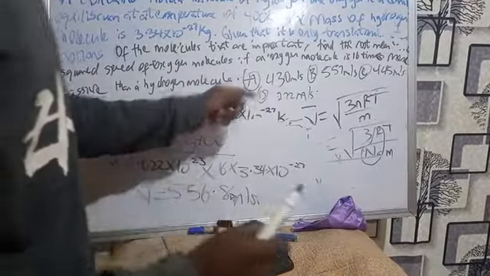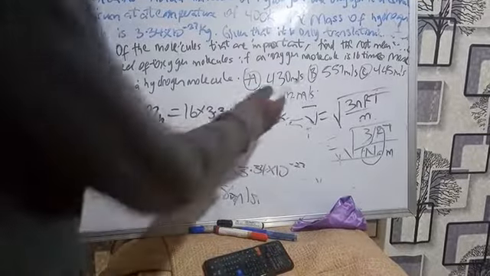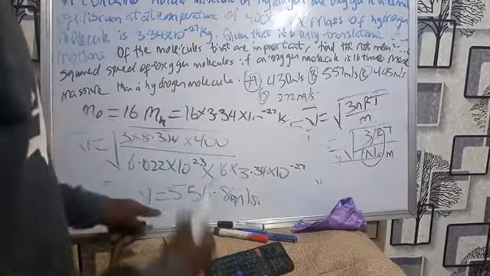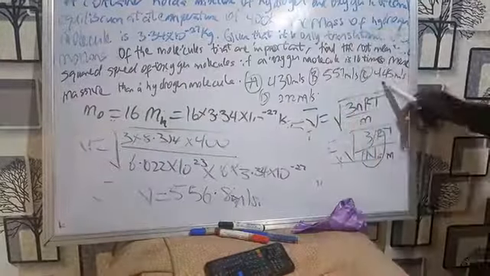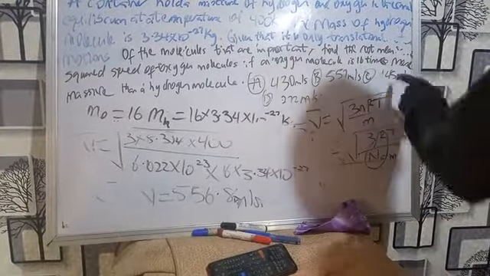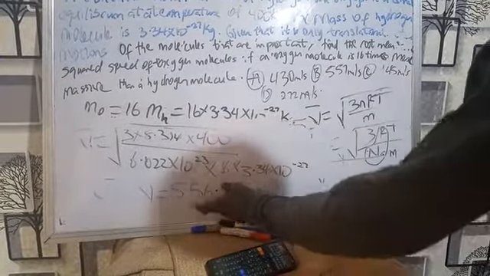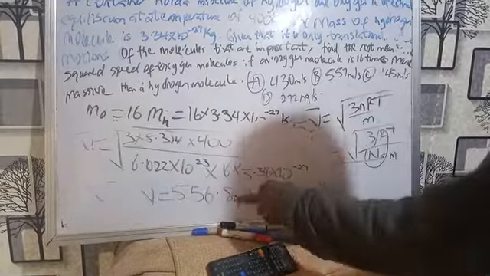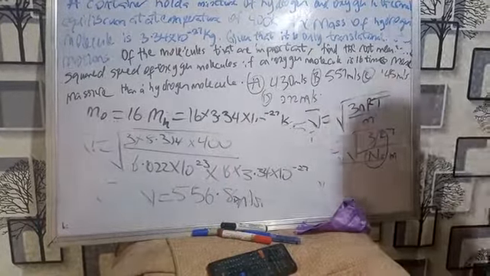Now, our options state that A is 430 meters per second, which is absolutely far from it. B is 272 meters per second, which is not close at all. C is 445 meters per second. That's not it. So if we approximate this to the nearest whole number, it is 557 meters per second. So automatically we know that B is our answer. Thank you.